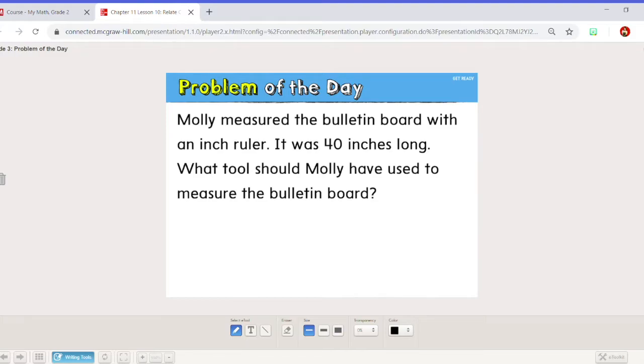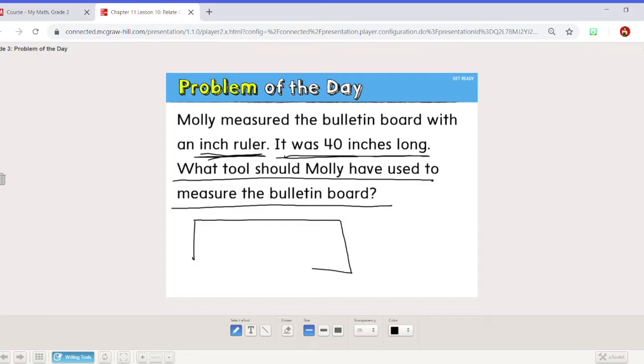Molly measured the bulletin board with an inch ruler. Oh, going back to inches here. It was 40 inches long. What tool should Molly have used to measure the bulletin board? So she used a ruler, and a ruler was too small. So I'd say, drawing an example, here's the board, and then here's her ruler. The board was 40 inches long, and a ruler, if we remember, only is about 12 inches.